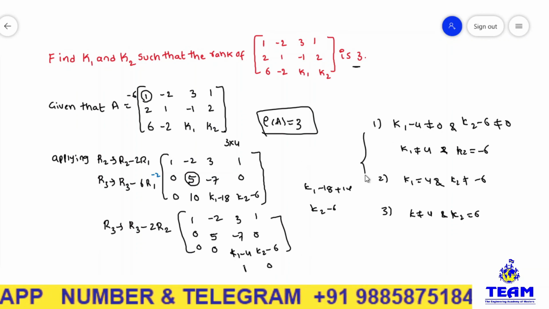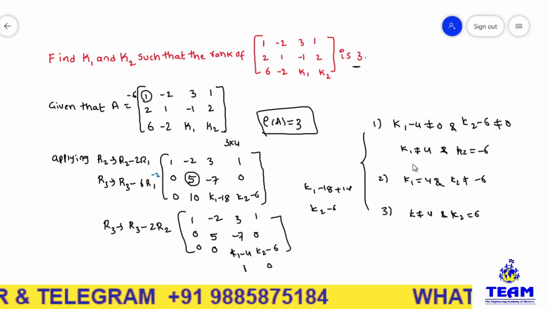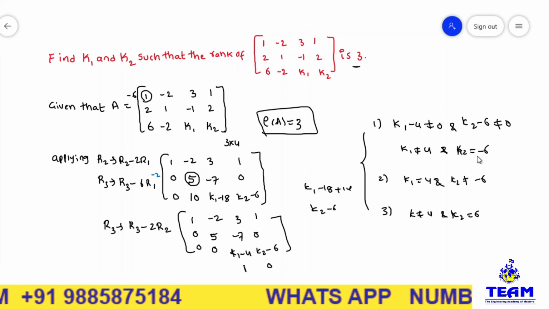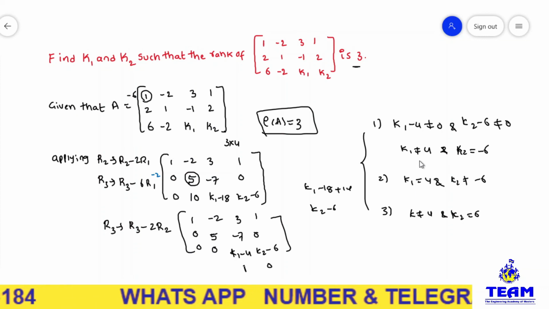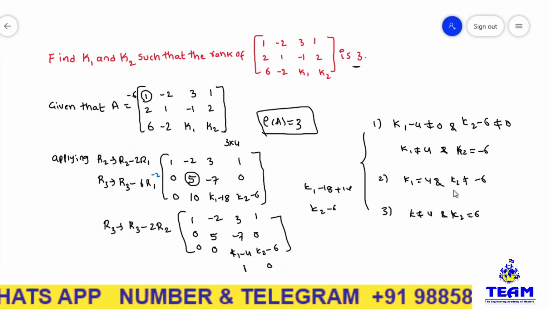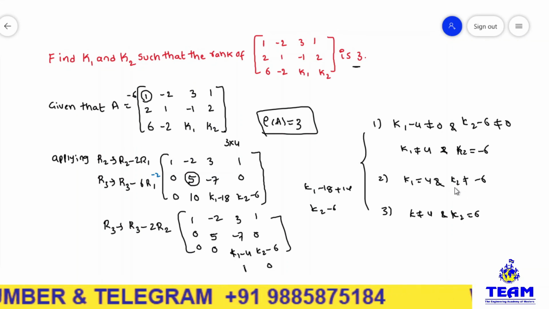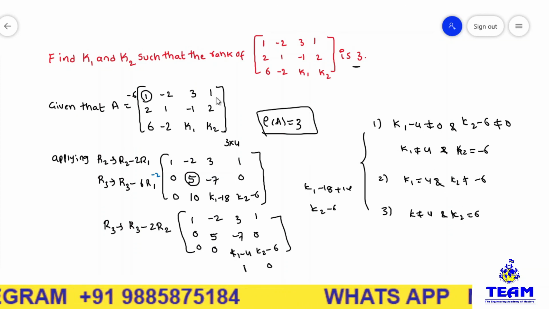So how many cases do you have here? 3 cases. What you can say? If K1 is not equal to 4 and K2 is not equal to 6, this is the first case, and you can say either K1 is not equal to 4 or K2 is not equal to 6. Is it clear? So in that case also rank of A is 3. So these are the possible cases we have. Is it clear, friends?